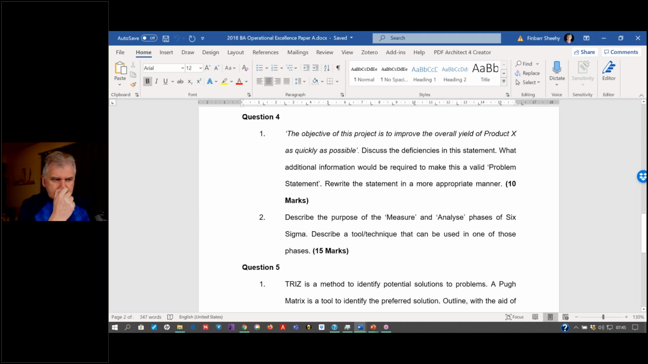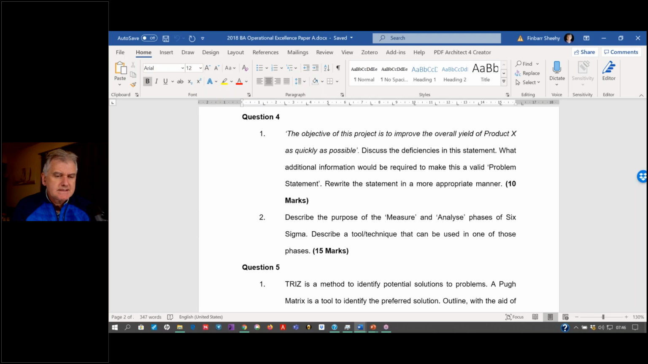Yeah, question 4 in this one, 2018. The objective of this project is to improve the overall yield of our product X as quickly as possible. Discuss the deficiencies in this statement. What additional information would be required to make this a valid problem statement? Rewrite the statement in a more appropriate manner.